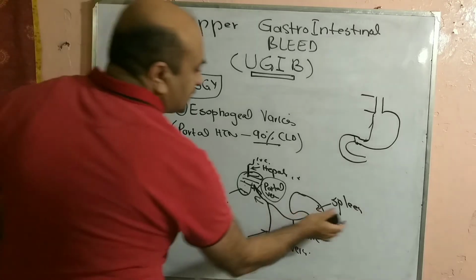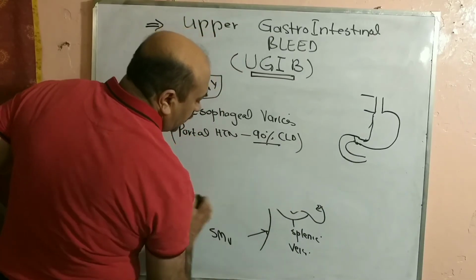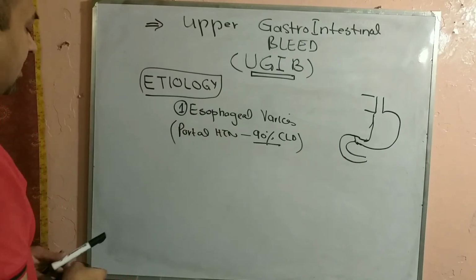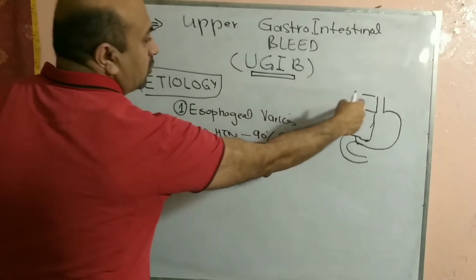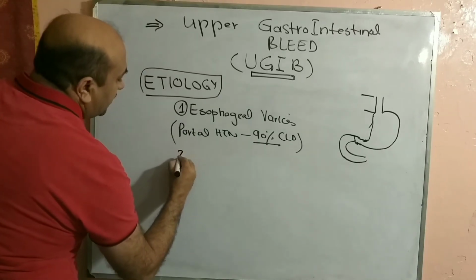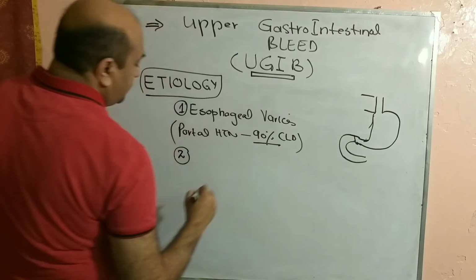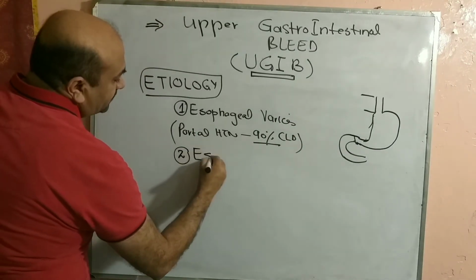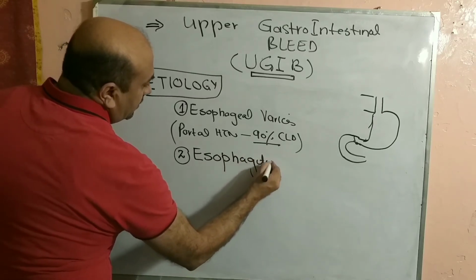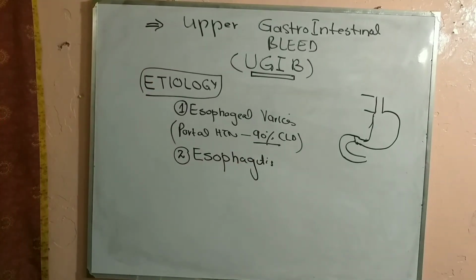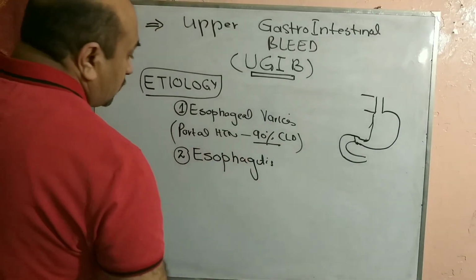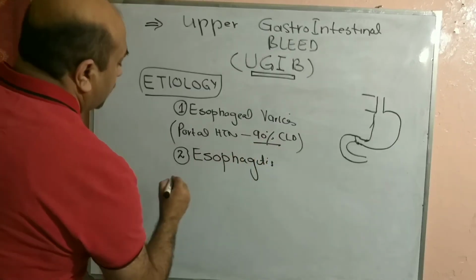So esophageal varices are a very important source of the upper GI bleed, and when they do bleed, they bleed really heavily. So when we talk about the esophagus, one cause of the upper GI bleed is esophageal varices. Secondly, from this part can be esophagitis. If there is inflammation of the esophagus, sometimes it can bleed because of the very severe inflammation. Esophagitis can be a reason of it.